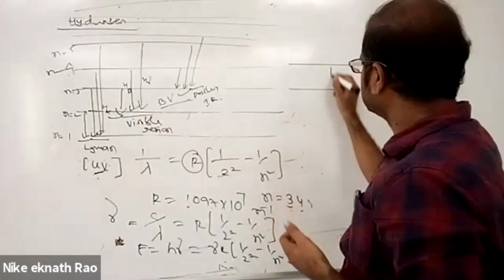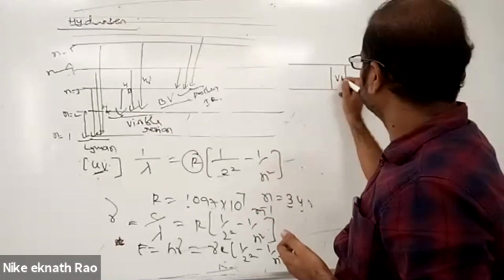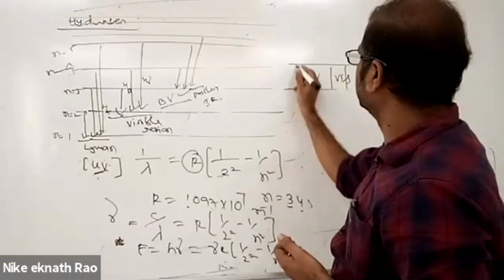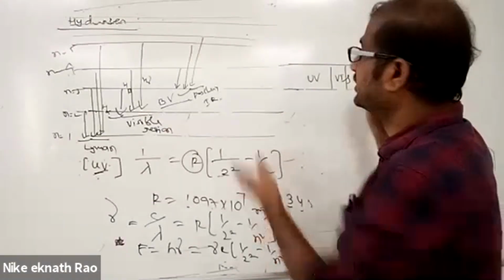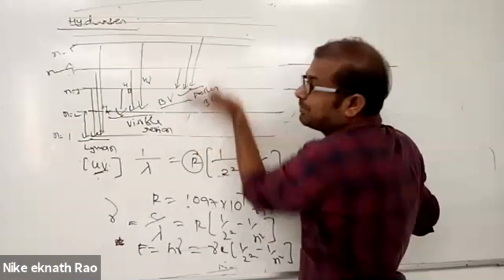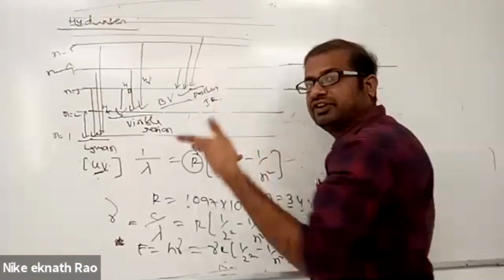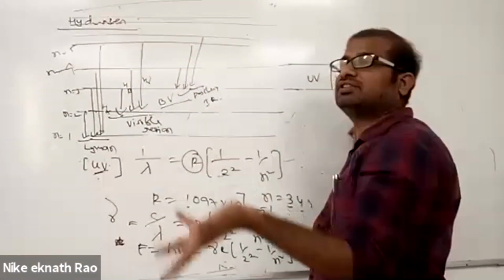You see, this is the visible region. This is the ultraviolet region. This is infrared. Wavelengths are decreasing. Why? Because the energy gap is increasing. When the energy gap increases, frequency increases, and when frequency increases, wavelength decreases.